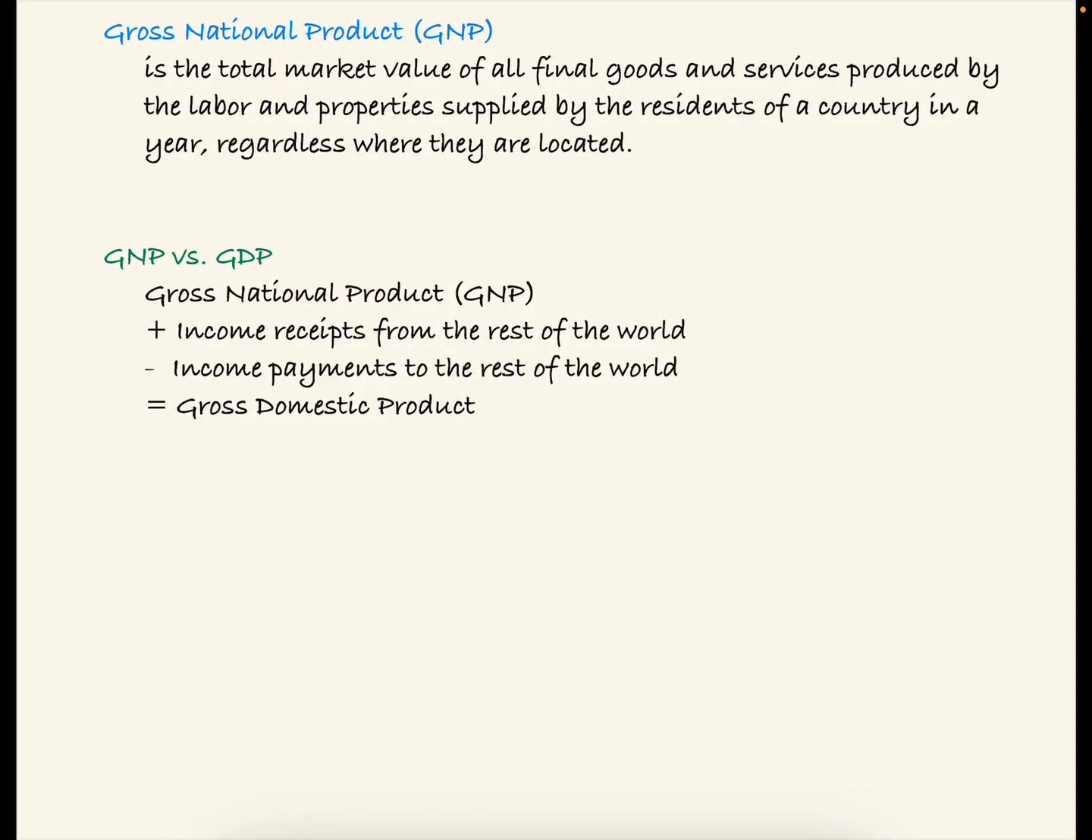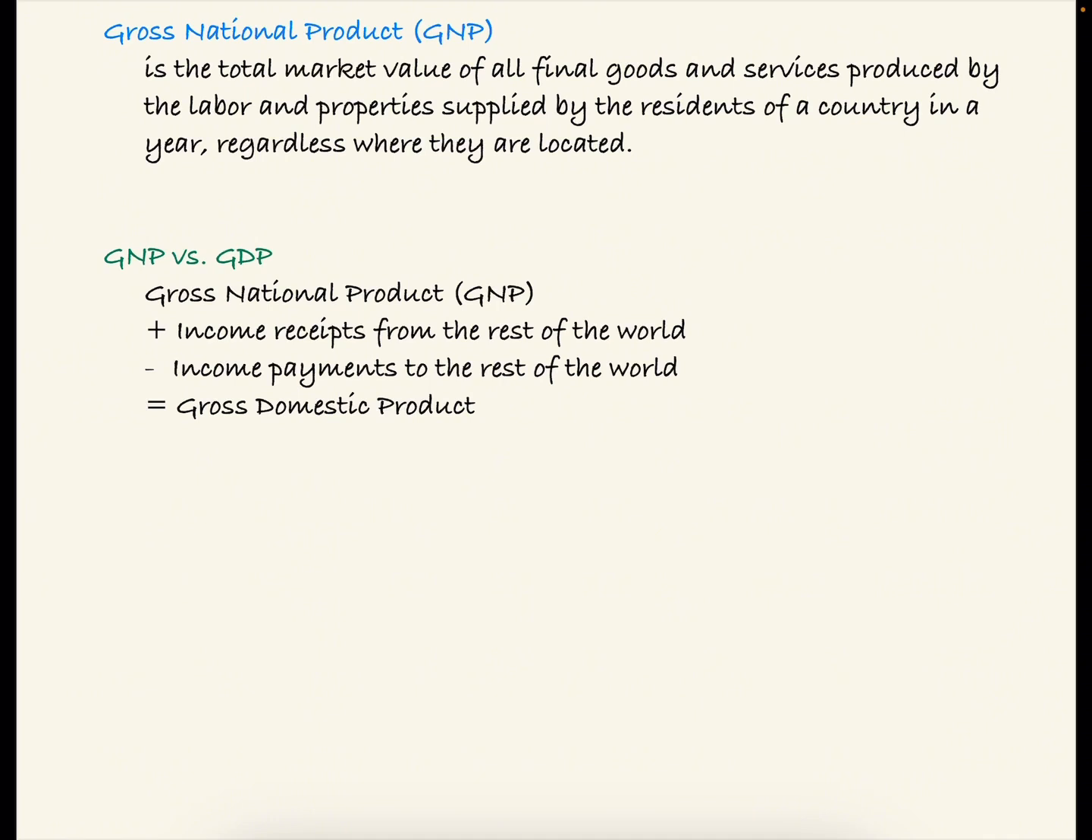Now let's take a look at gross national product, or GNP for short. GNP is the total market value of all final goods and services produced by the labor and properties supplied by the residents of a country in a year, regardless of where they are located.